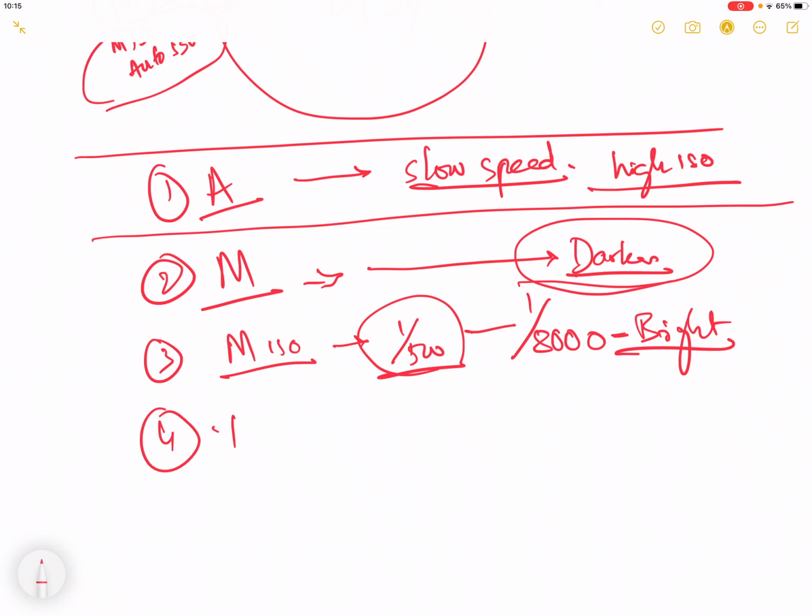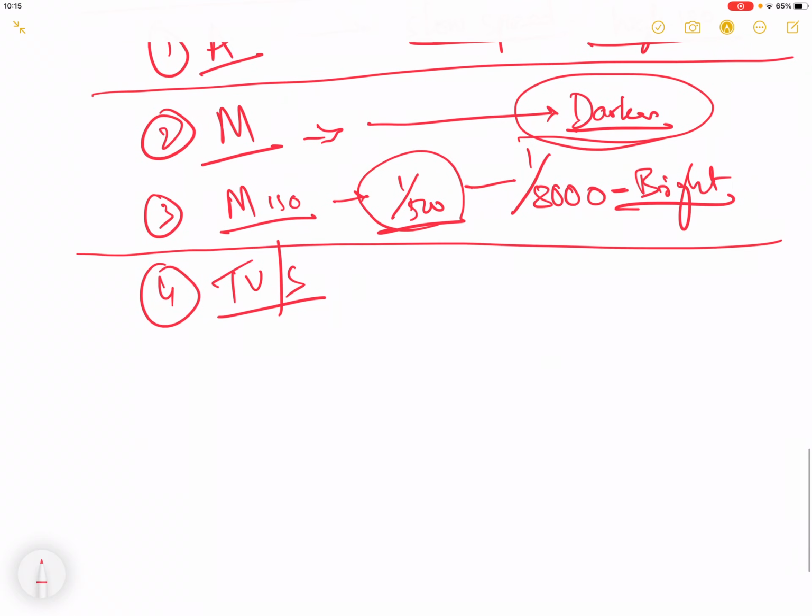The fourth scenario is shutter priority. Now, the reason why I really don't recommend shutter priority for action shots is because you'll again make the mistake of coming up with a faster shutter speed, and the camera is supposed to choose an aperture, and let's say in this case it has chosen an X aperture, which is still going to get you a darker image because it wants a bigger aperture than this.